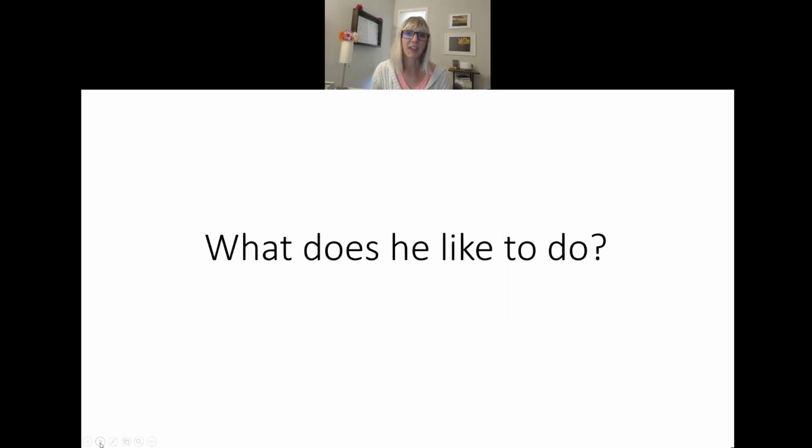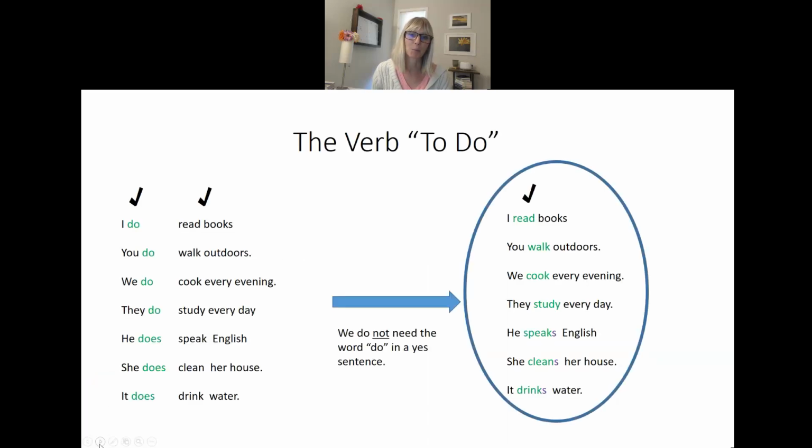What does he like to do? What does she like to do? What do they like to do? So first we want to remind ourselves about the verb to do.